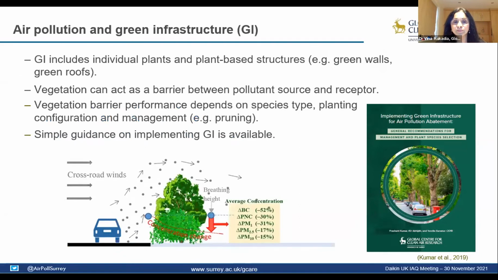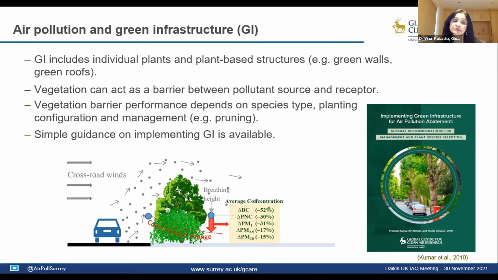Just to show one of the major discoveries or innovative strategies that have taken place recently, the University of Surrey in the GCare team has pioneered this work since 2014: green infrastructure. So they're looking at plants and plant-based structures, green walls and green roofs, and actually validating some of the findings. So they're finding that vegetation can act as a barrier between the pollutant source and receptor, but it also depends on the species type, the planting configuration and management.